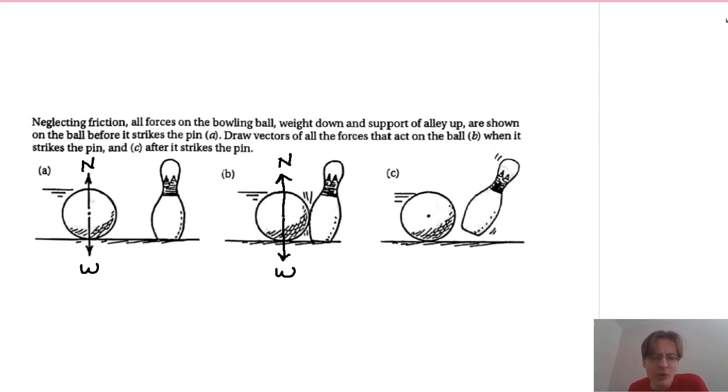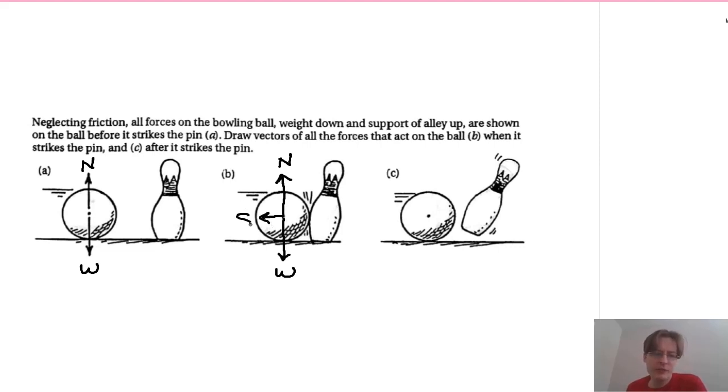The difference now is it's striking the pin. There's contact being made with the surface. That means there's another normal force that's from pushing against the pin. Which way does that force point? To the right or to the left? Well, I'm looking at the force on the ball, and the ball pushes against the pin on the side of it. The pin pushes back to the left on the ball.